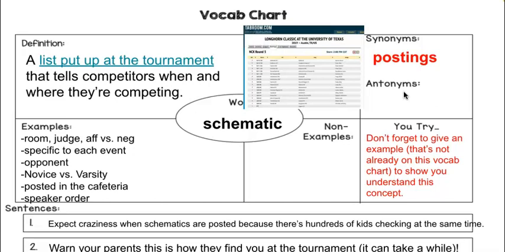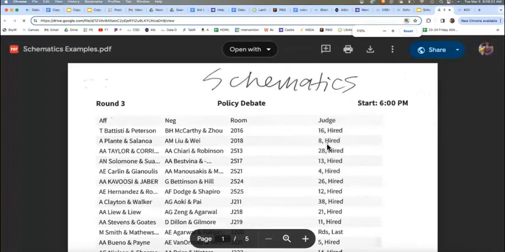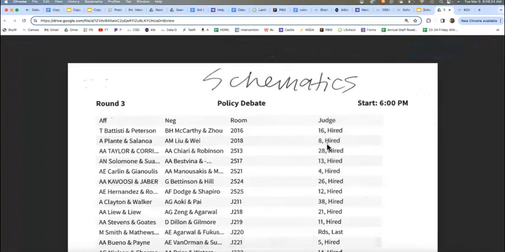Okay, let's look at examples. So debate one, do this with me, or you can just look at the screen. But if you click this hyperlink right here, let's teach you how to read a schematic. It's really easy once you get the hang of it. But the first thing you're going to look at, let me zoom in just a little bit. First thing you're going to try and figure out, which type of debate is this for?